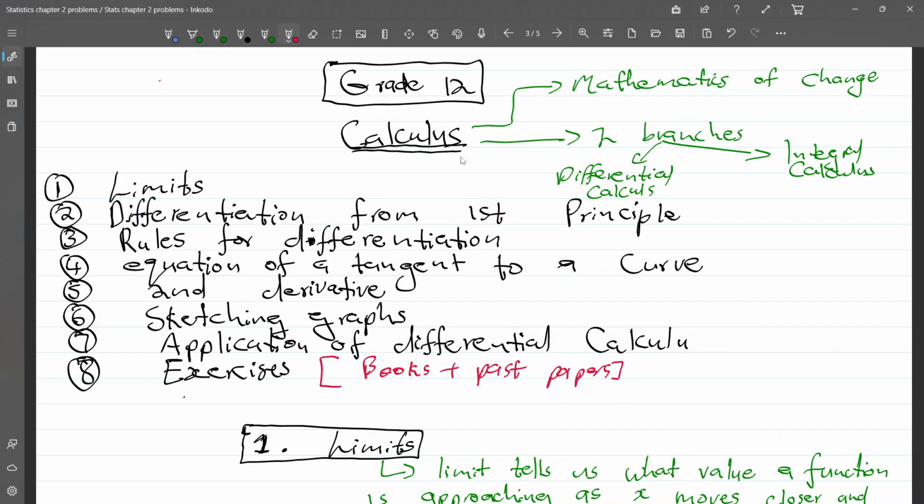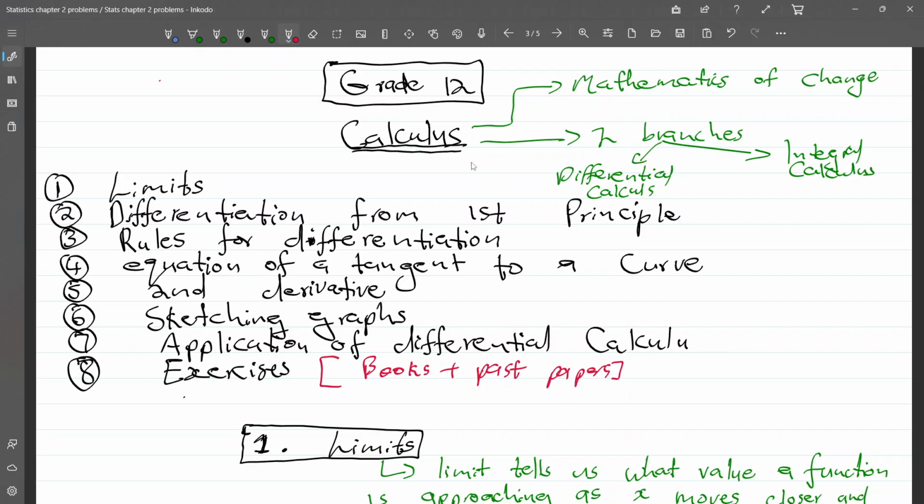But first, I need us to understand the word calculus, but not in more detail. Let's just touch on it in simple words. Calculus is the mathematics of change. I believe you have realized that algebra deals with fixed values, so calculus deals with things that are moving or changing.